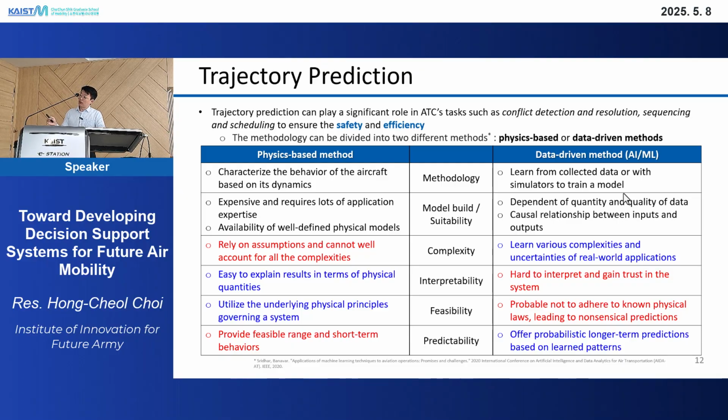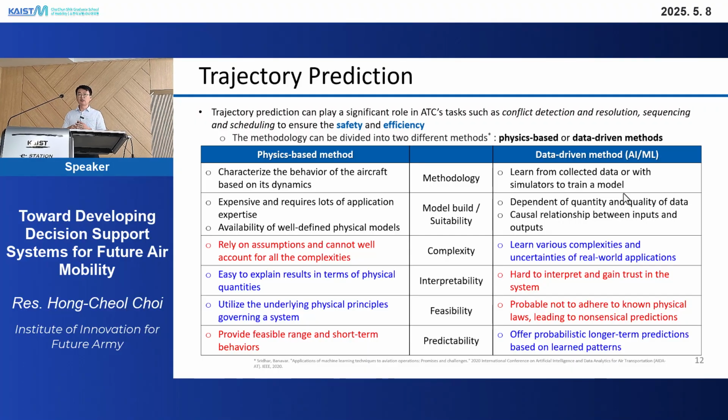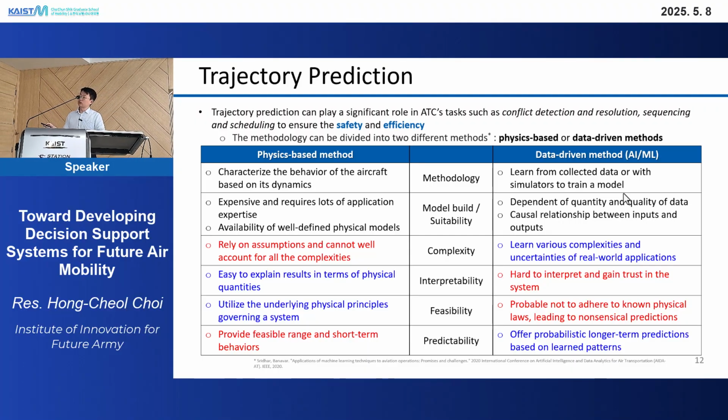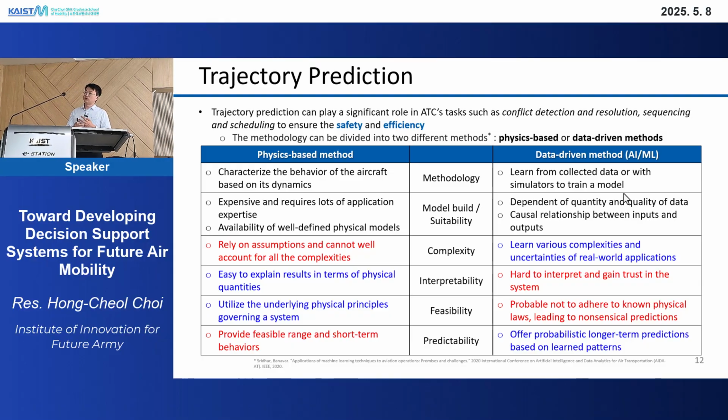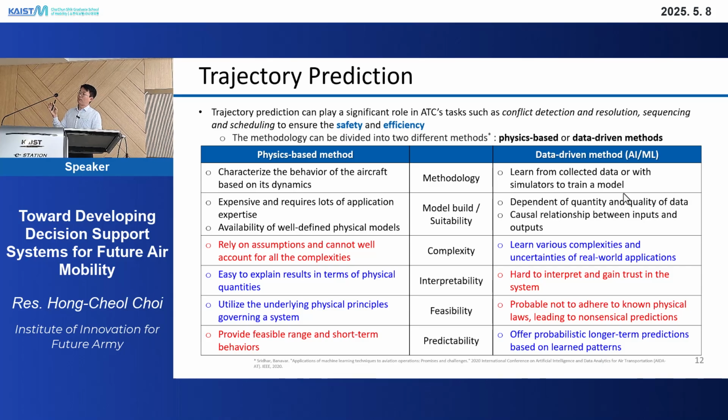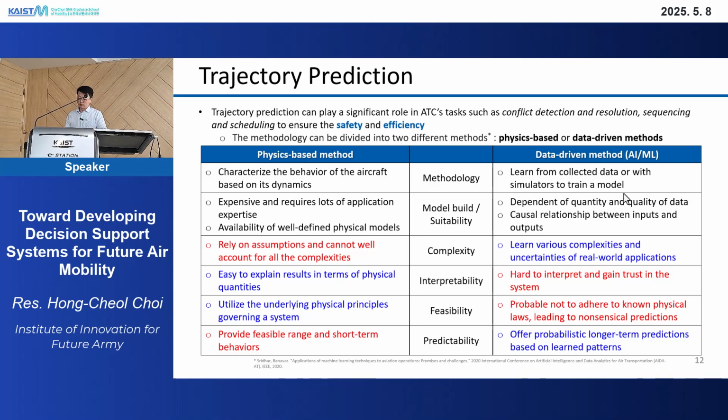Physics-based methods have better interpretability and feasibility compared to the data-driven method, but at the same time, the data-driven method instead has better complexity understanding and better future predictability of the trajectory prediction. So in this situation, the ideal case is we use only the strengths of each method. In order to achieve those goals, I try to incorporate the two different approaches.